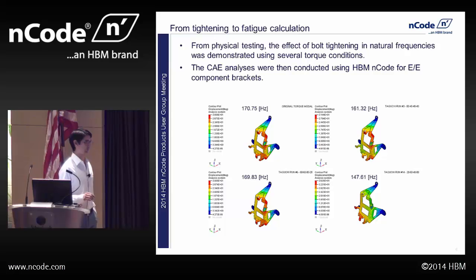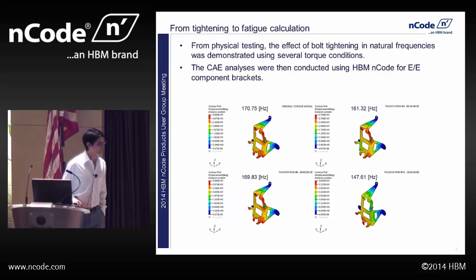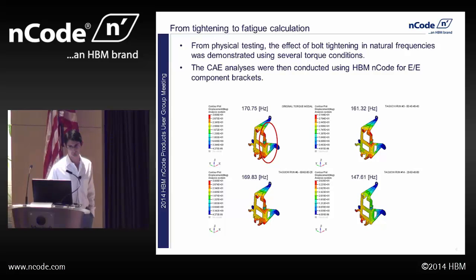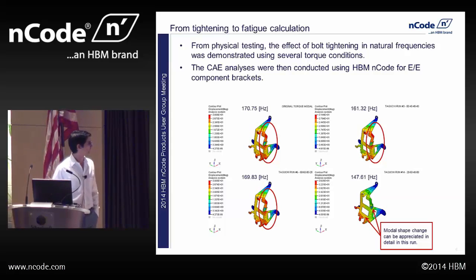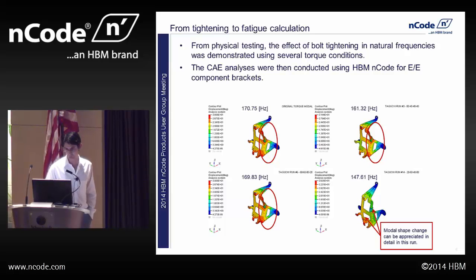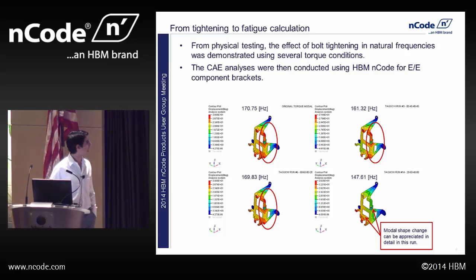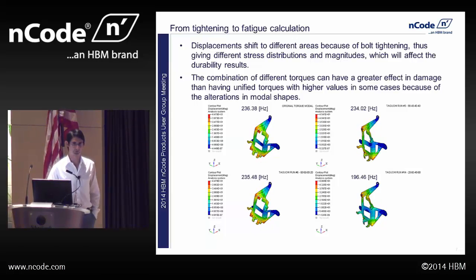So I'm going to focus on this bracket. That's a PCM bracket that we're analyzing. You can see that in the first one, there's a big displacement in that corner, and you have a natural frequency of 170. That's with the original torque that the part is going to have for all the bolts holding the bracket against the body and the bolts holding the module to the bracket. If we apply different torques, you're going to see that the frequency is shifting a little bit, and also the mode shape. Finally, in this one that has four bolts at four different torque levels, you're going to see that the frequency has changed by a fairly important amount. And you can also see that the mode shape is changing. That applies to all the natural frequencies for this model.